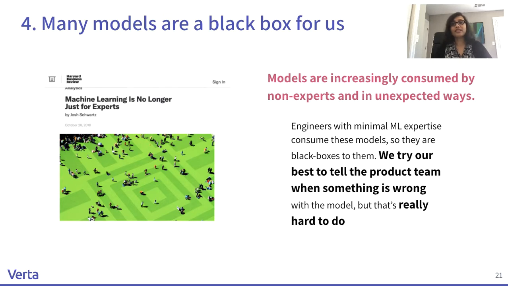And number four reason is many models are black box to us. It's great that we have all sorts of off-the-shelf models, tools like AutoML that help non-experts consume the models. However, it comes with its own challenges during production monitoring. And this is a quote from a data science lead we were talking to. Engineers with minimal ML expertise consume these models, and so they are black box to them. We try our best to tell the product team when something is wrong with the model, but that's really hard to do because we don't have all the insights about the intricacies and the details of a model.